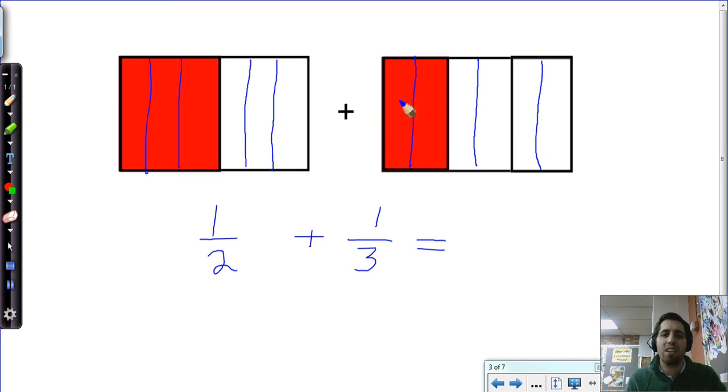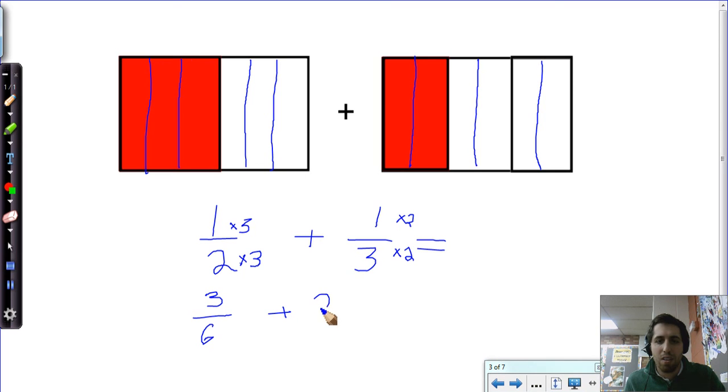Each one of these thinner, skinnier boxes is a sixth. So how many sixths was 1/2? It was 3/6. That occurred because we cut each section into 3 boxes. We multiplied numerator and denominator by 3. What happened with the thirds? Each one of those thirds got cut into 2 sections, so the overall number of sixths we have in the right-hand box is 2/6. Overall, if we added those together, we would have 5/6.